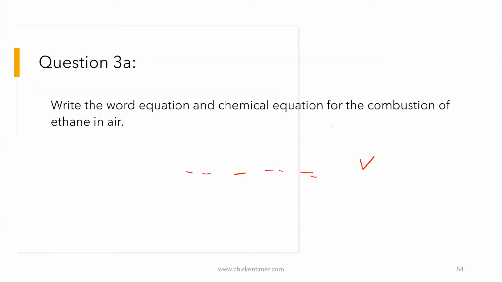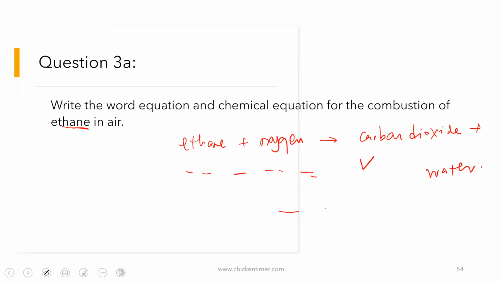How to write the word equation of ethane? Ethane plus oxygen. Go back to your previous slides. So ethane plus oxygen gives you carbon dioxide and water. The products are always the same in complete combustion. Okay, now is balancing the equation.